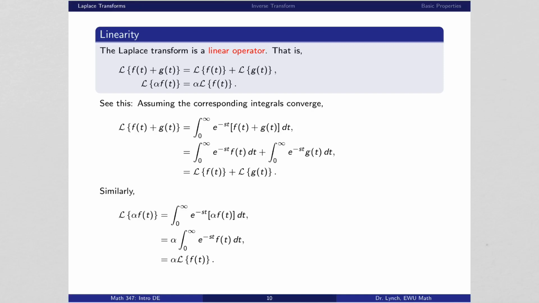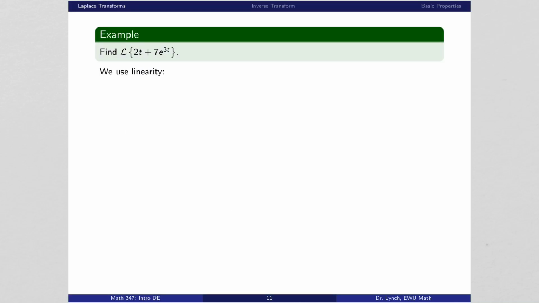The Laplace transform of alpha f is alpha f times the kernel integrated from 0 to infinity. And of course, if the integral converges, that alpha can be factored out front, giving us alpha times the Laplace transform of f. So linearity is a pretty huge tool for Laplace transforms, as it has been earlier in this course.